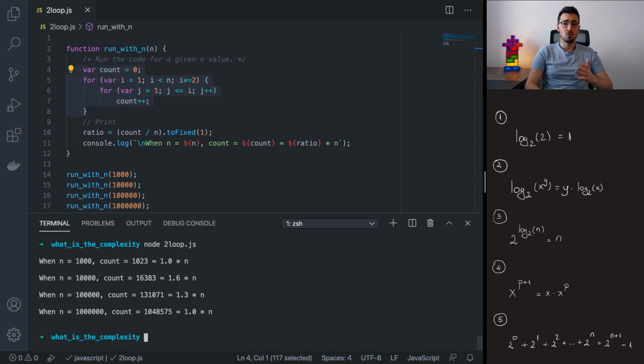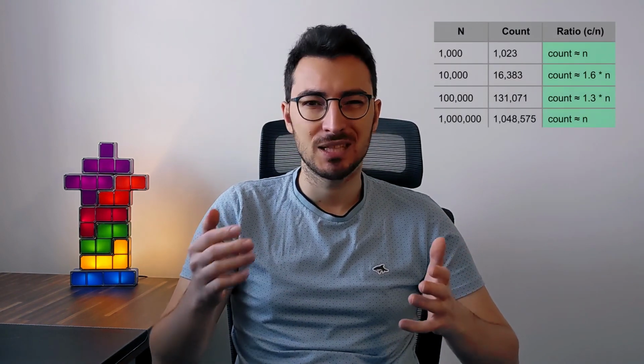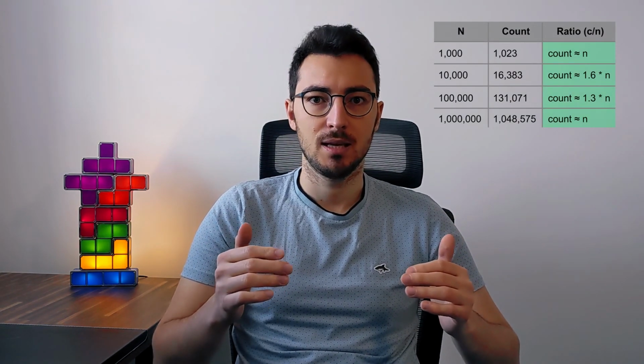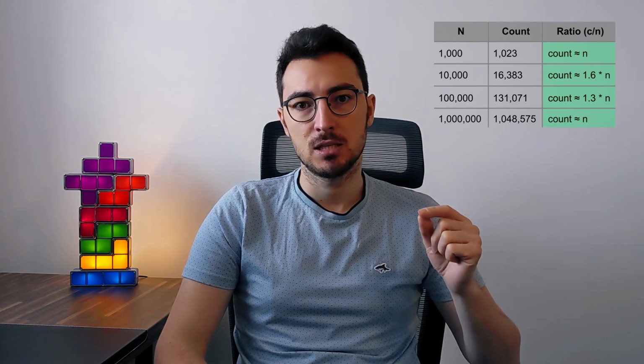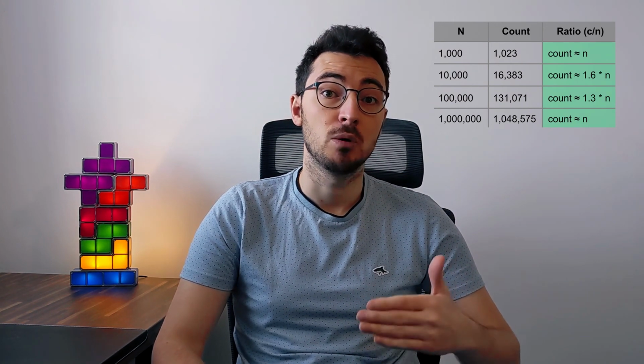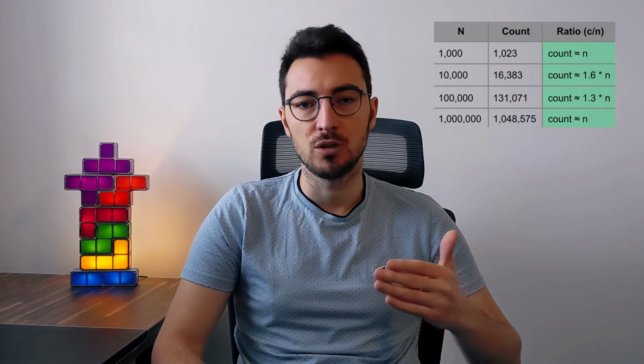As you can see, for all the values that we've tested, the value of n and the value of the count are roughly equal. Keep in mind that the count doesn't need to be equal to n. It's within the bounds of that constant factor, and that's perfectly fine. The important difference to note is that this is not an n squared complexity. If it would have been an n squared complexity, when n was 1,000, count should have been 1,000,000. But it is not even close.